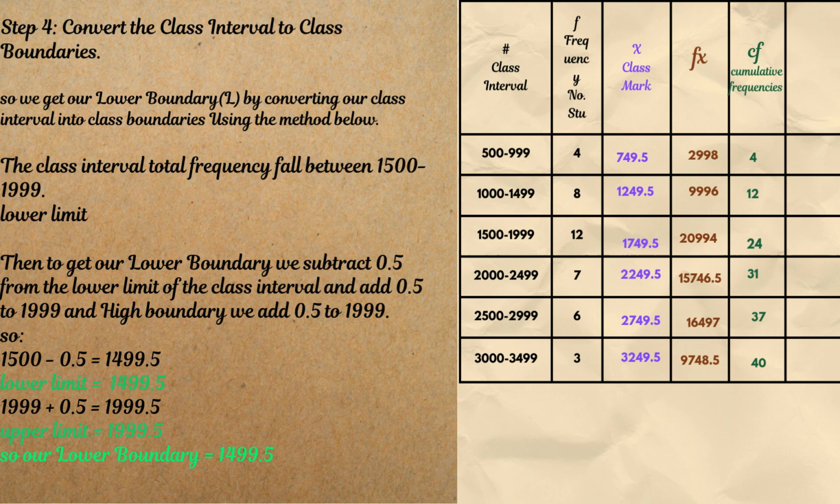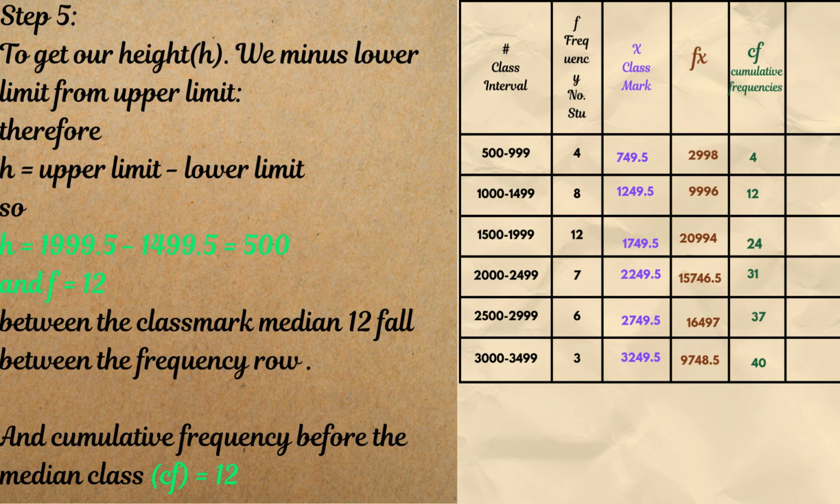So, 1,500 minus 0.5 is equal to 1,499.5. Lower boundary equals 1,499.5. 1,999 plus 0.5 is equal to 1,999.5. Upper boundary equals 1,999.5. So our lower boundary equals 1,499.5. Step 5. To get our height, H, we subtract the lower boundary from the upper boundary.